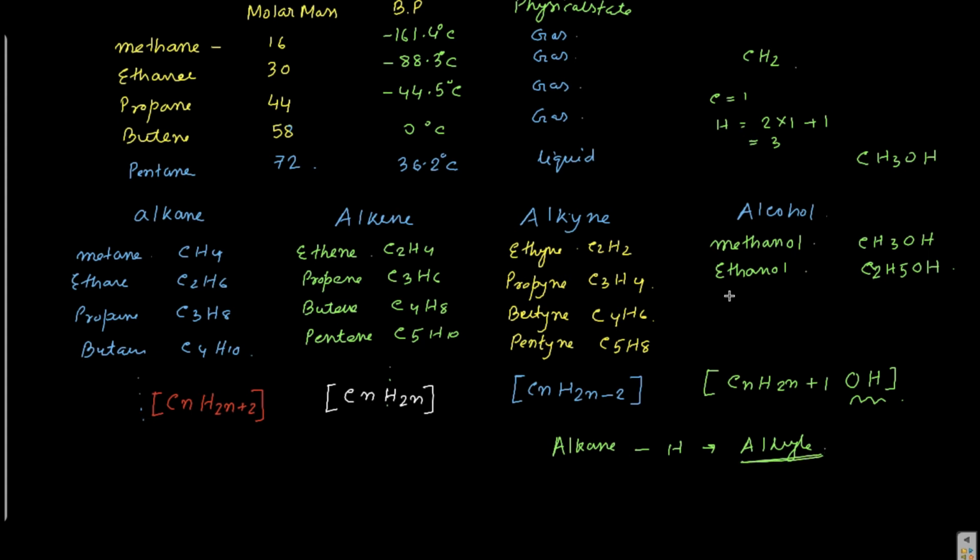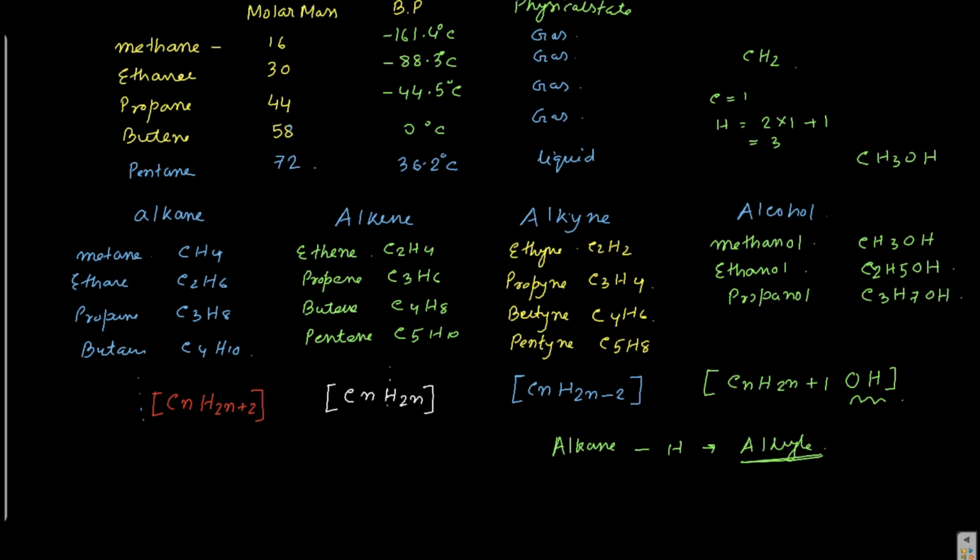Like this, it is propanol, C3H7OH. Propane becomes propyl if it loses one hydrogen. So propane is C3H8, it loses one hydrogen, it becomes C3H7, and then OH is associated with it, so it becomes C3H7OH. So this is the basics of the homologous series.